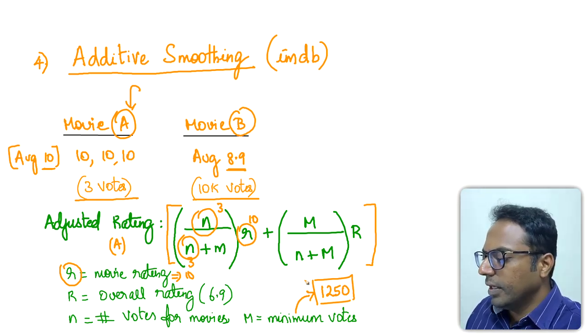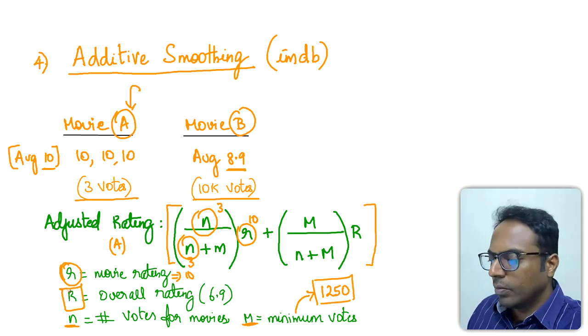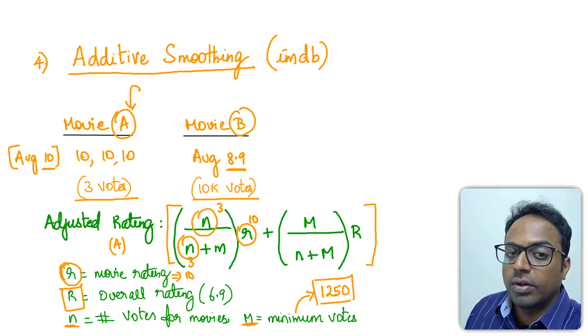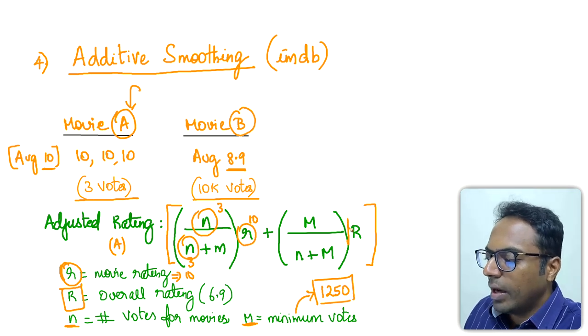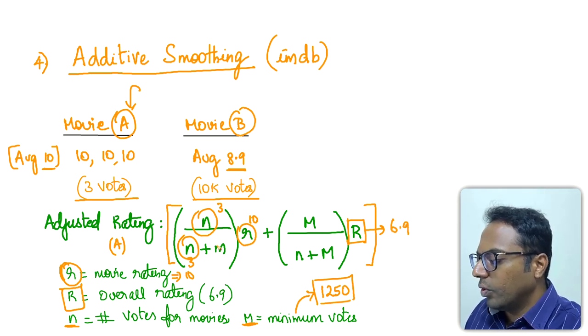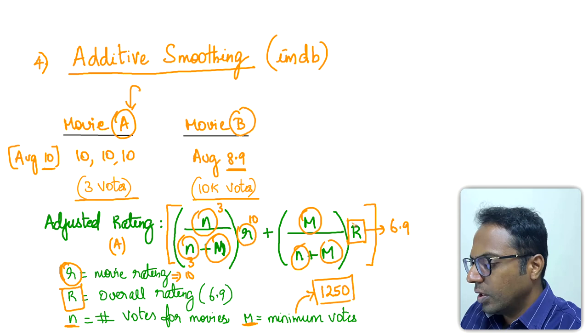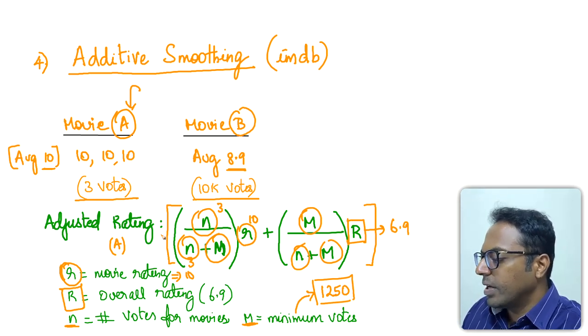Anyway, so here this is the minimum number of votes at this point. Small n we know, capital M we know, small r we know, and capital R is the overall rating for all the movies that exist in IMDb in this case. At that particular point in time, the average rating for all the movies was 6.9. So now we know all these values, and you can simply substitute them and get the adjusted rating.